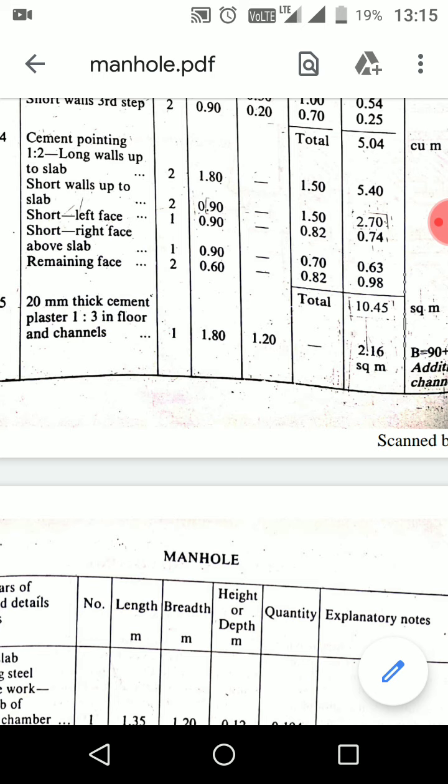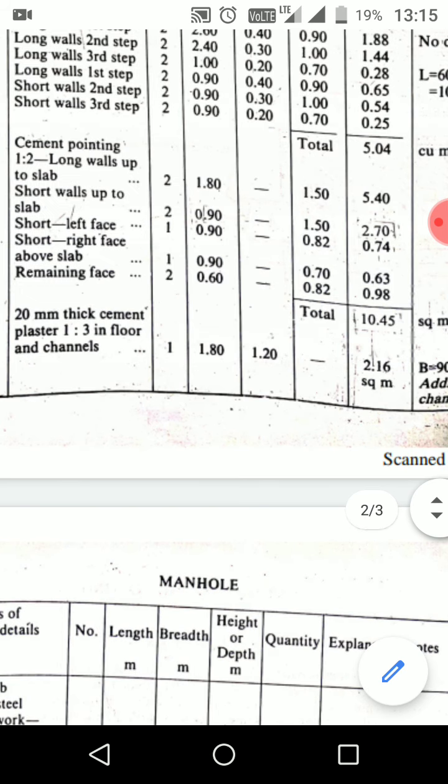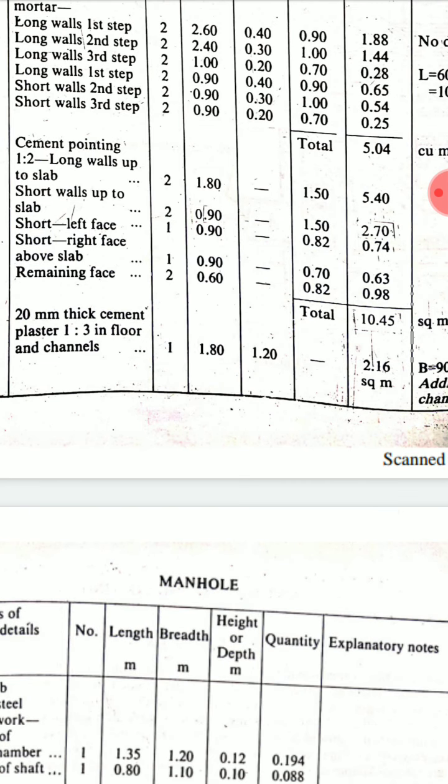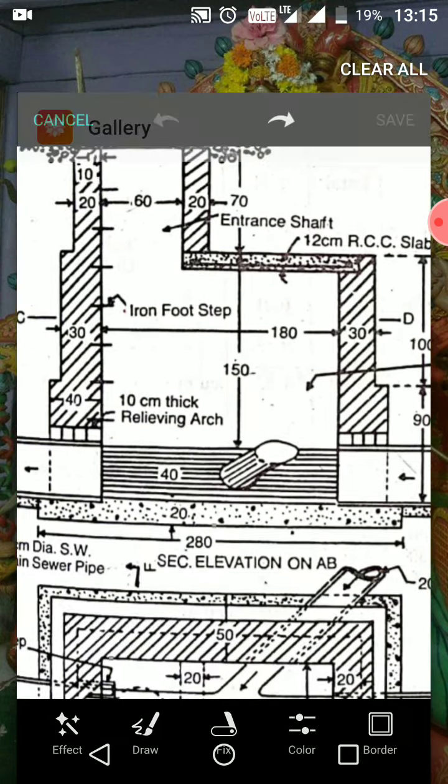That will be two numbers of 0.9 meters as the length and the height will be the same, 1.5 meters. Then the short left face, so the left face is 0.9 meters, one number. So here you can observe in the short left face dimension they have considered the height as 0.82. So just observe in the figure.